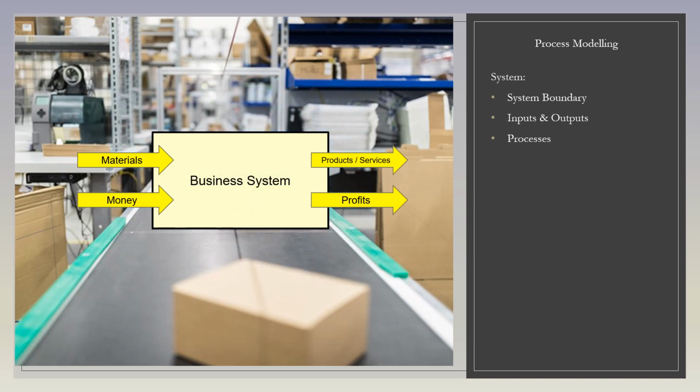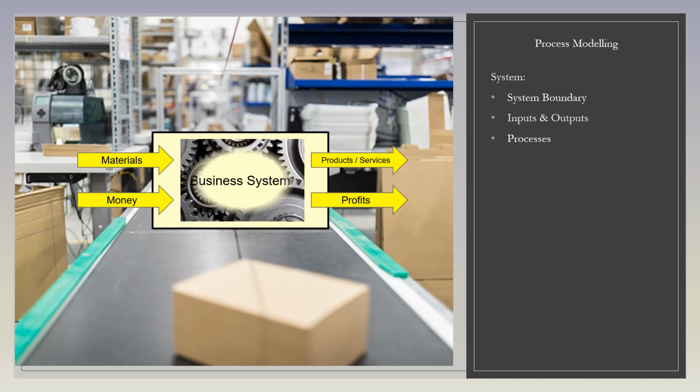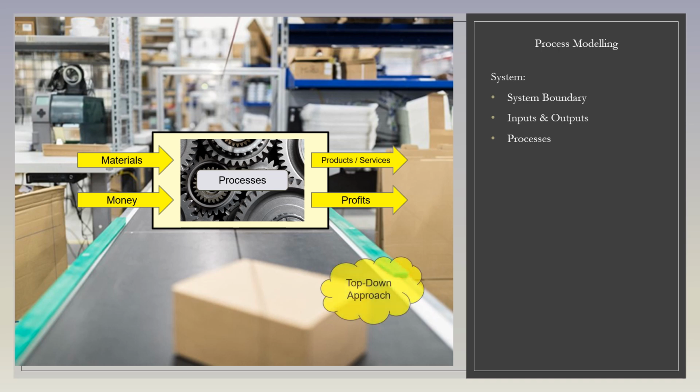Process modeling starts with defining the system boundary and the inputs and outputs, then drills down into the processes within the system. This is sometimes called the top-down approach. Start with the wider picture, then drill down into the detail.